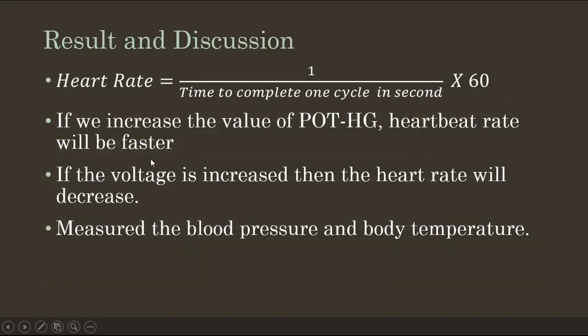In the first point, we have an equation. By this equation, we can get the heart rate. The second point is that if we increase the value of pot Hg, the heartbeat rate will be faster. We have already discussed the second point. The third point is if the voltage is increased, then the heart rate will decrease. Yes, as the variable resistor acts as a voltage divider producing a continuously variable voltage output signal which is proportional to the physical region. So, if the voltage is increased, then the heart rate will decrease, and if the voltage is decreased, then the heart rate will increase.